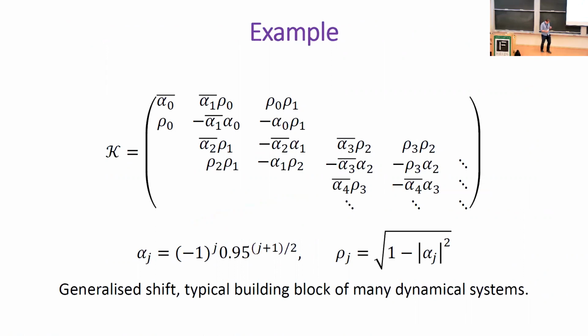Okay, so we're going to take an example. This is an infinite unitary matrix. The exact numbers don't really matter. I've just picked them because I know what the spectral measure should look like. But this is sort of a generalization of a shift, right? Which is the typical building block of many dynamical systems. So the type of behavior I'm going to show you over the next few slides is quite generic.